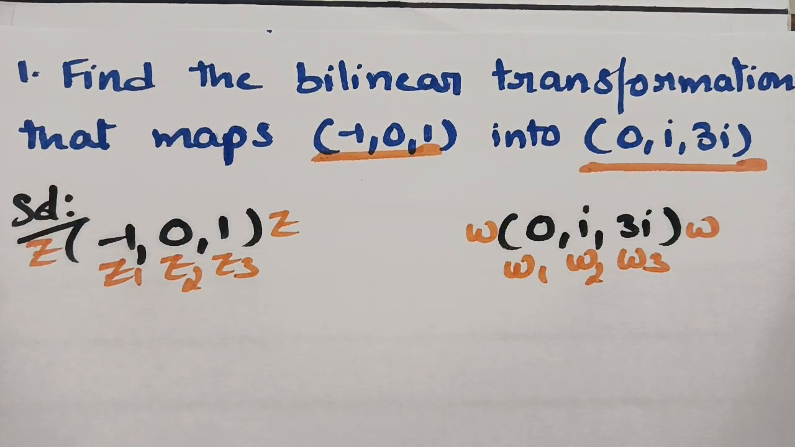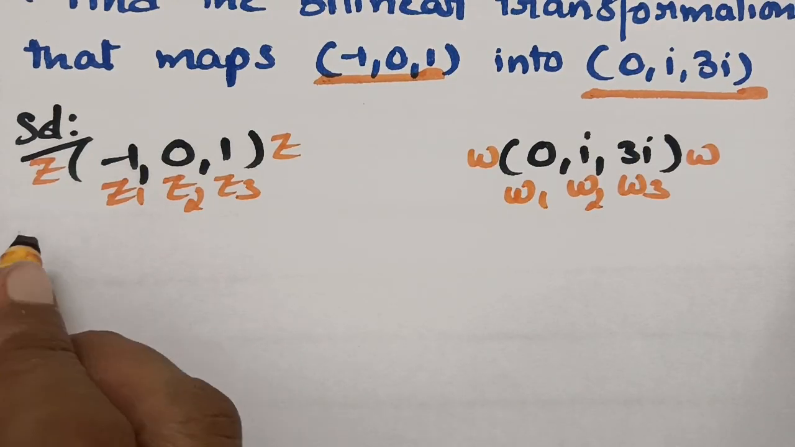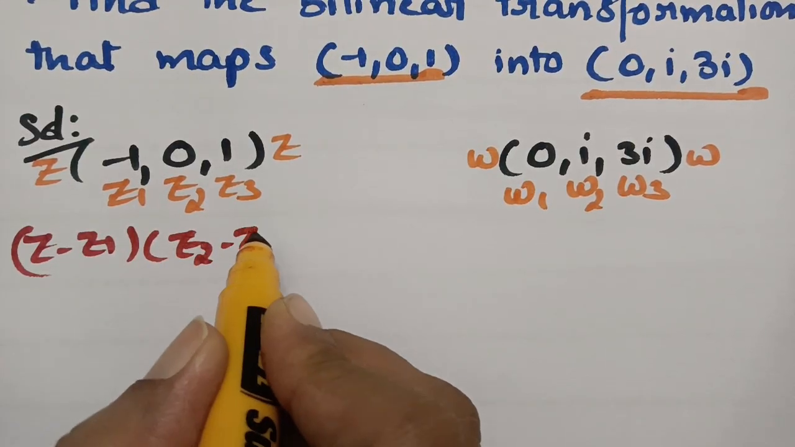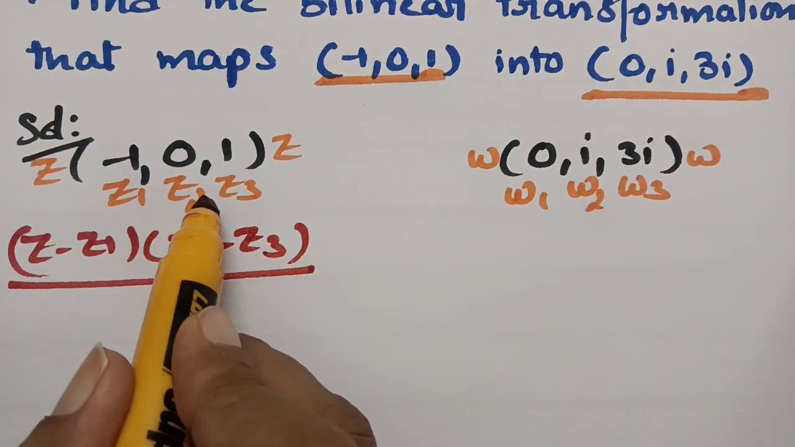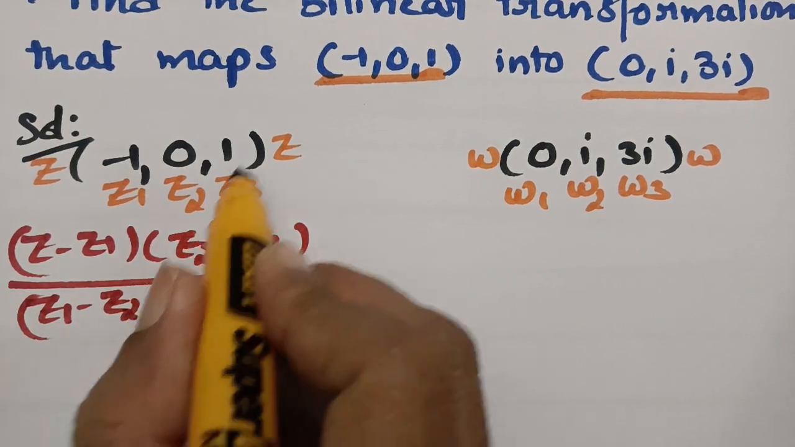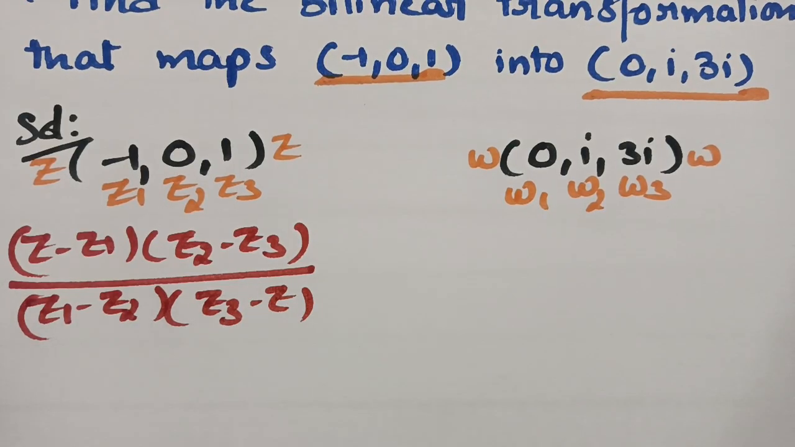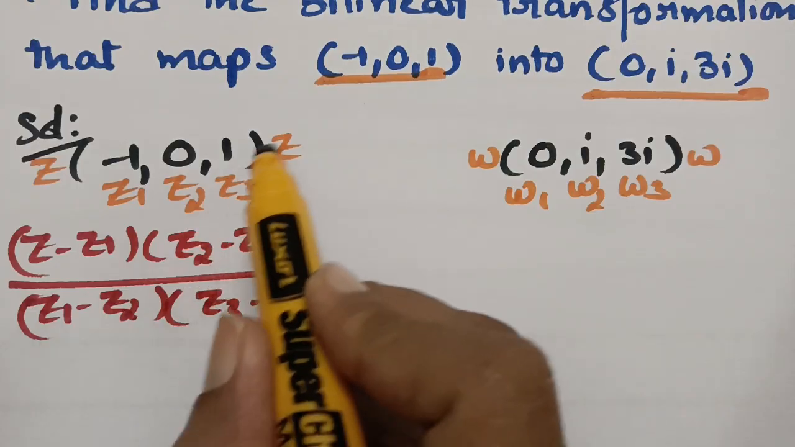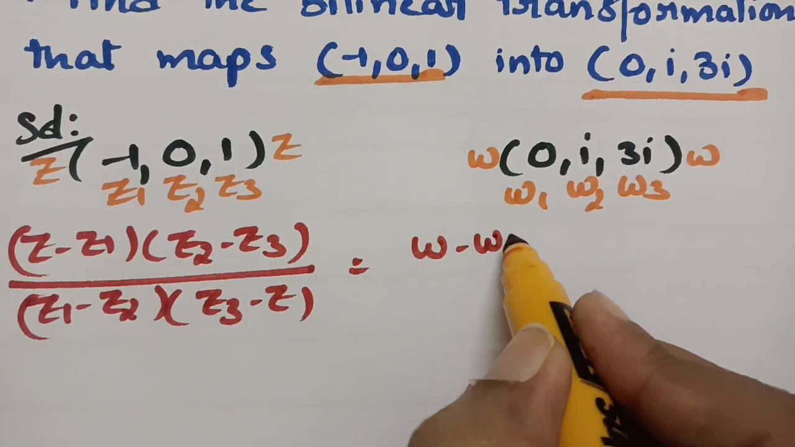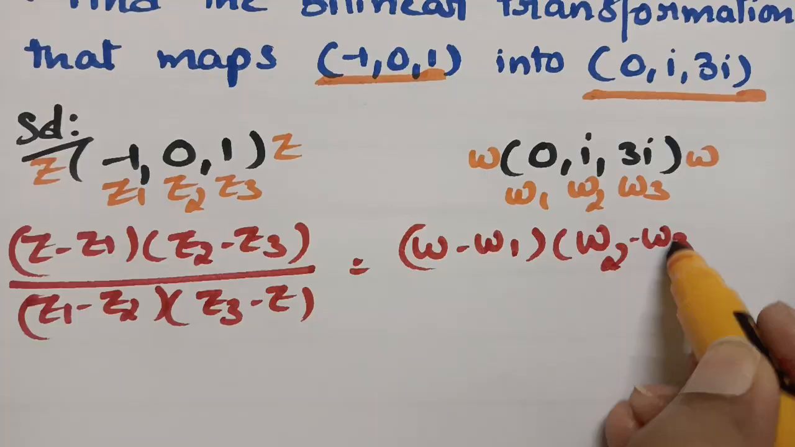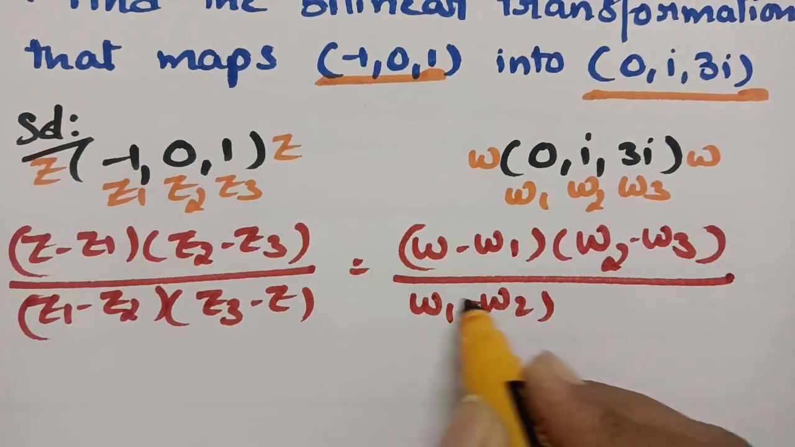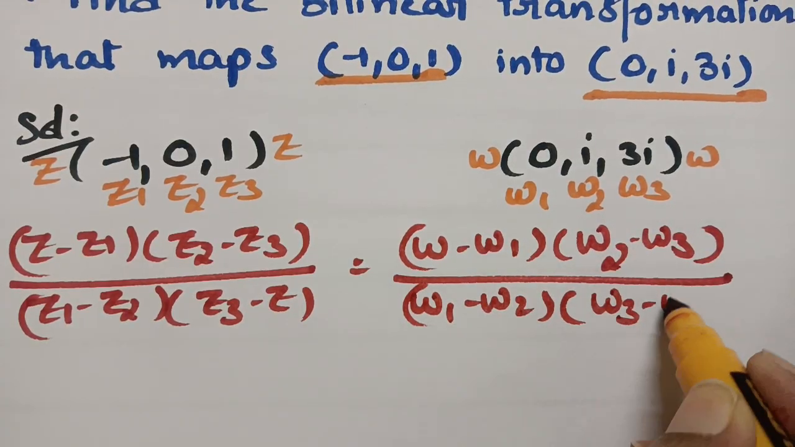The formula is so simple that if you substitute in it, you will get the answer. First z minus z1, and next z2 minus z3, divided by, here we take 4 points: z1 minus z2 in the denominator, and next z3 minus z. First we take these 4 points and later we take these 4 points. Which is equal to w minus w1 into w2 minus w3 divided by w1 minus w2 and w3 minus w.